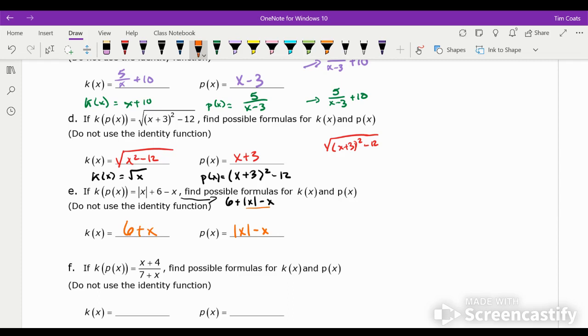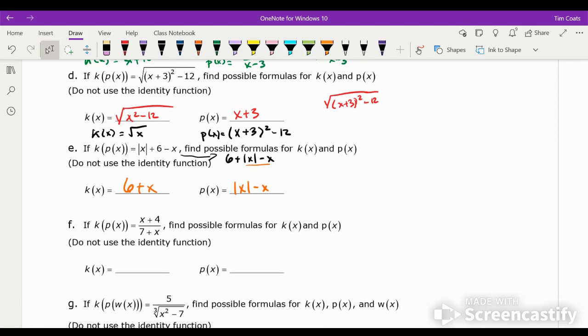So if you want to, pause the video, try to come up with another inside and then what the outside would look like. So hopefully you were able to come up with another one. I'm going to look at this one now. What if we said the inside was absolute value of x minus x plus 3?